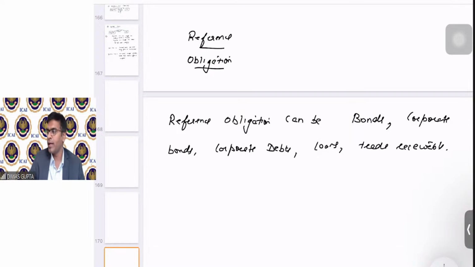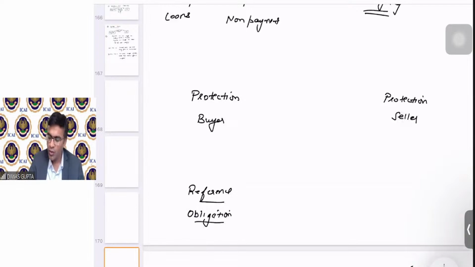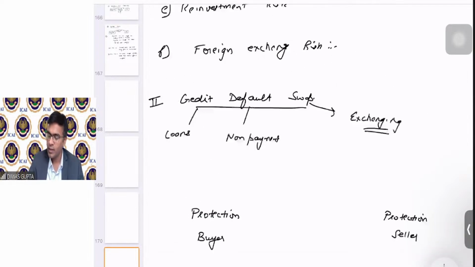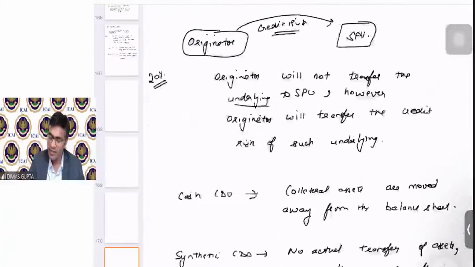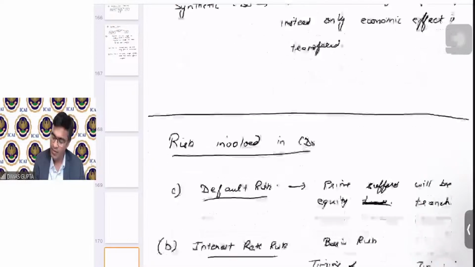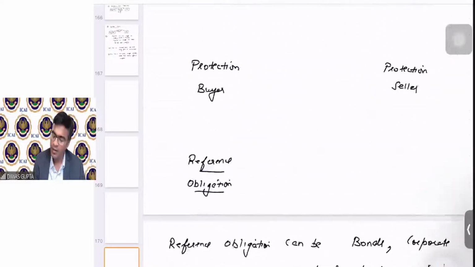So Namrata, I'm coming to that. Namrata is asking why SPV will purchase credit risk only. This is done through a credit default swap, Namrata. Even in a synthetic CDO, the transfer of credit risk happens through a credit default swap. So you will be able to understand once you go through this credit default swap.